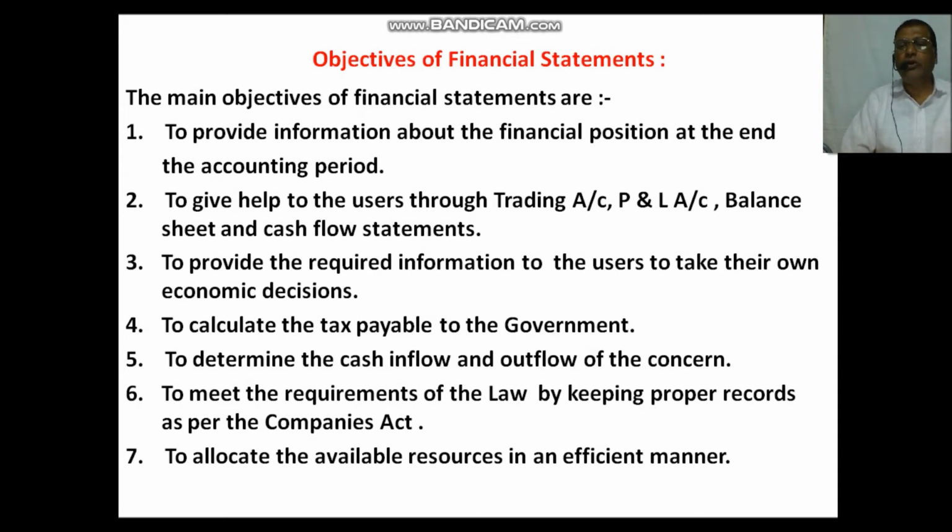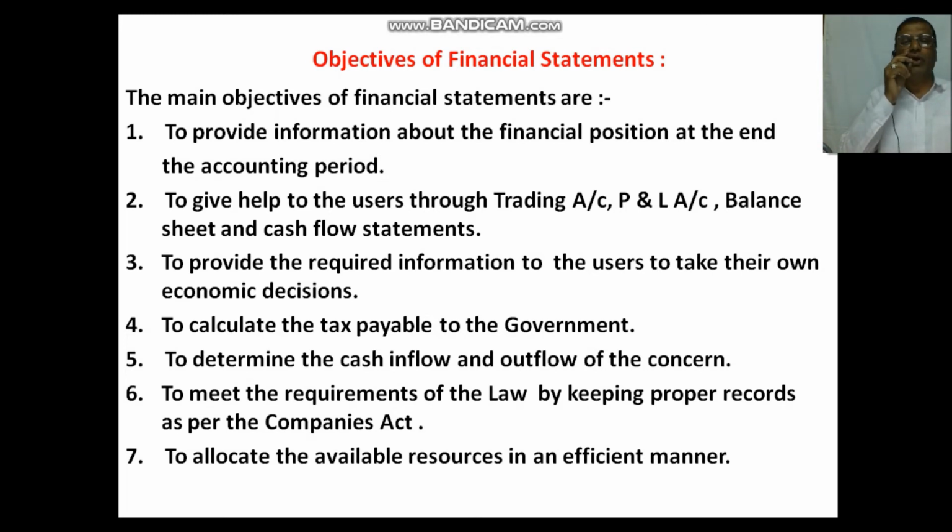Through trading account, profit and loss account, balance sheet and cash flow statements. Now how can we provide such financial information? We can provide such financial information through these accounts. What are those accounts? Those accounts are trading account, profit and loss account, balance sheet, and cash flow statements. With the help of these accounts, we can give help to the users.